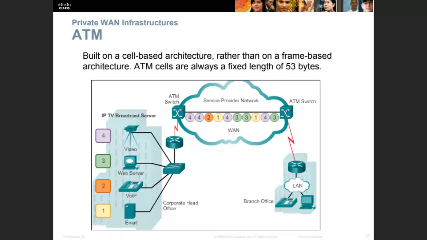ATM is built on a cell-based architecture rather than on a frame-based architecture. So it's faster. The ATM cell has a fixed size of 53 bytes. 53 bytes. You have to know this information.